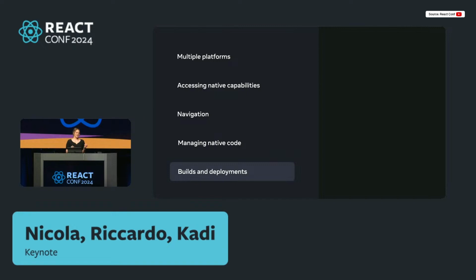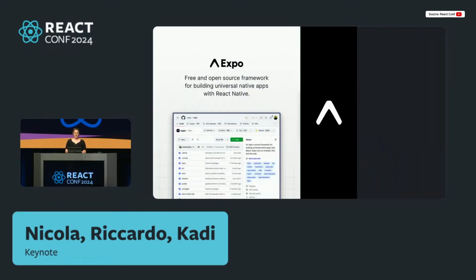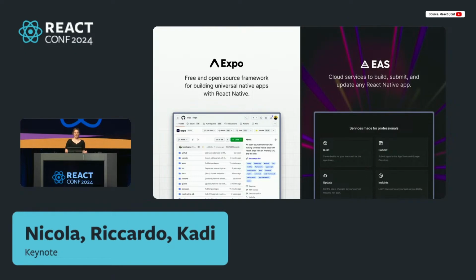React Native lets us render React code on the native iOS and Android platforms, but doesn't help with the rest. Let me show you how using a React Native framework does. I am, of course, going to talk about Expo. Expo is a free and open source framework for building universal native apps with React Native. We also built the Expo Application Services, which is a set of cloud services built specifically for React Native and Expo apps. It is an optional extra which you can choose to use with or without building your app with Expo.